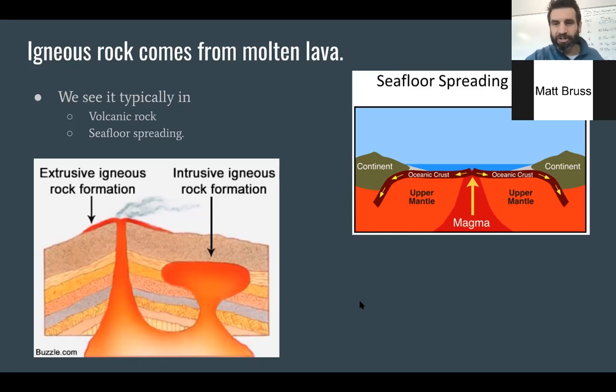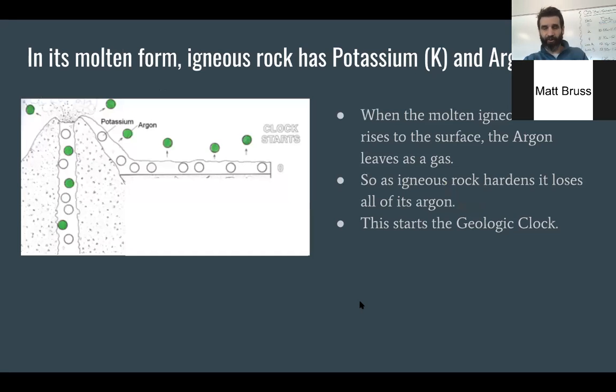An interesting feature of igneous rock or molten lava is that when it comes out, it carries many elements, but two of the elements that make up igneous rock are potassium and argon. And what's interesting about this is when the molten lava comes up, it's hot. I don't know the temperature of it. Maybe you could look that up, but you can imagine it melts everything. It's very, very hot. And argon, by its nature, is a gas.